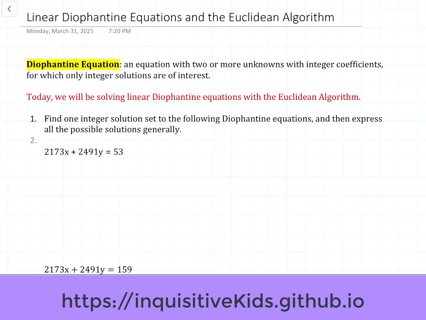In this video, we will be looking at linear Diophantine equations using the Euclidean algorithm. A Diophantine equation is an equation with two or more unknowns with integer coefficients, for which only integer solutions are of interest. Today, we're only going to be looking at linear Diophantine equations, so the variables that we will be looking at will only have a degree of 1.